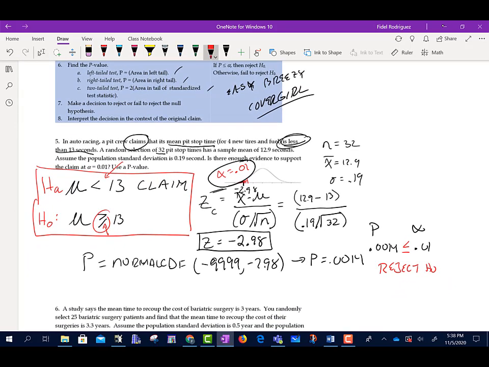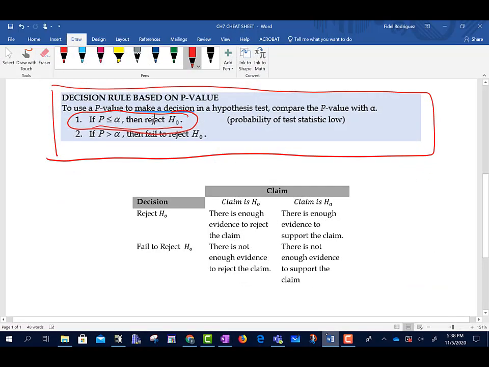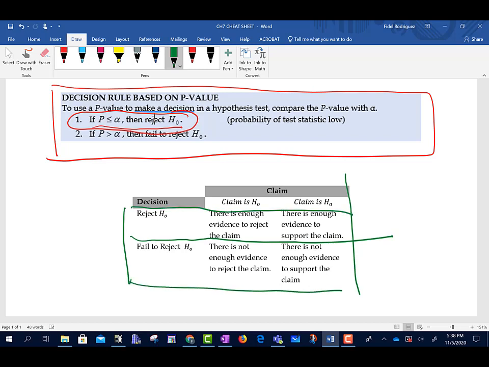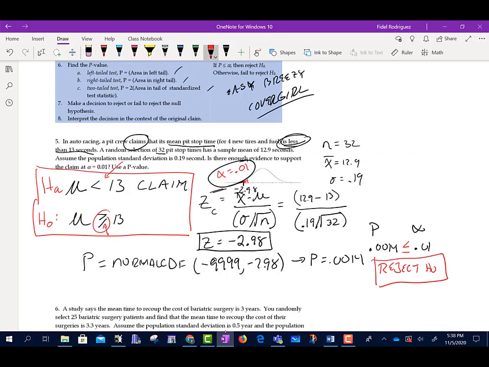Okay, so what's the next step? Because we're not done yet. I know you're tired, I'm tired too. We reject the null hypothesis. So now the next step is I'm going to come back to my cheat sheet. We have to look at this piece here, kind of make this little box. What was our claim here? Was our claim the null, or was the claim the alternate? Let's go back and double check.